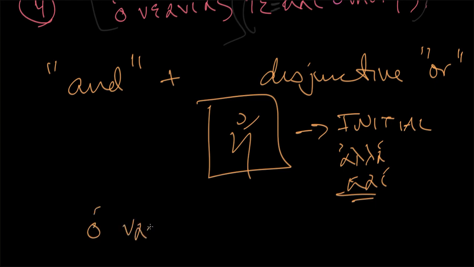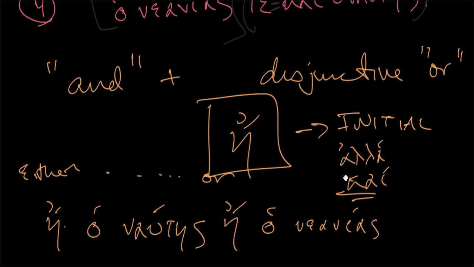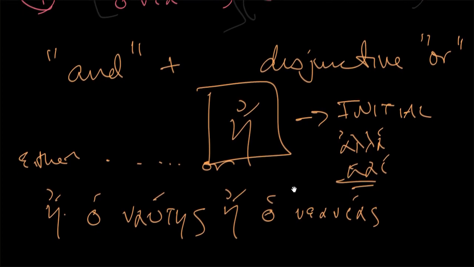So ha, let's reverse it. Either the sailor or the young man is what we're trying to say. So we could simply do an or here, the sailor or the young man. But if we want to do either or, again, this either simply signaling that we're going to have an or down the line. Either a ha nautes, a ha neanias. There's no disjunctive postpositive equivalent to te. There's no te that means or. We can only work within a.